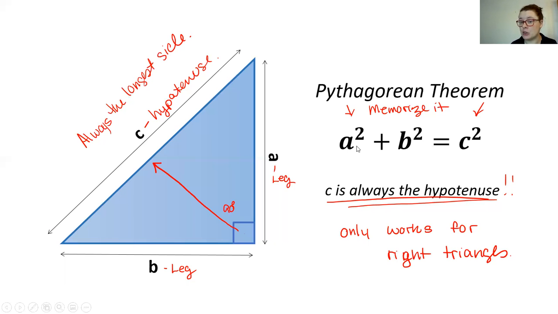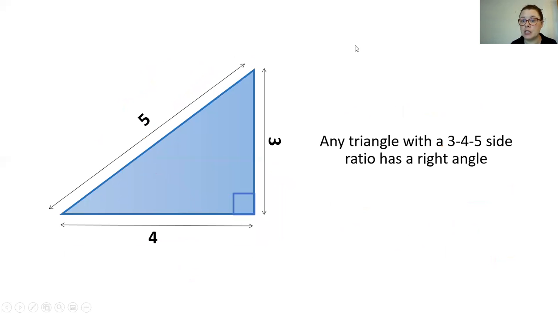You'll notice A and B are the two legs. They can be put anywhere. Doesn't matter which leg I call A, which leg I call B, but it is essential that C is the hypotenuse, or across from that right angle. So one of the ratios that there are, we're going to check this particular ratio. This states that any triangle with a 3, 4, 5 side ratio has a right angle.